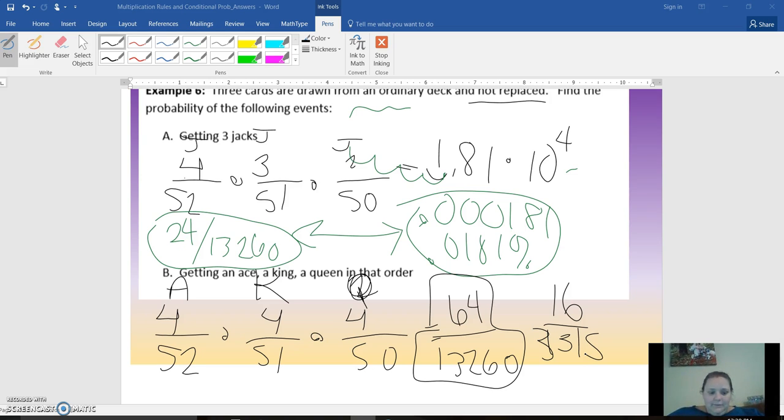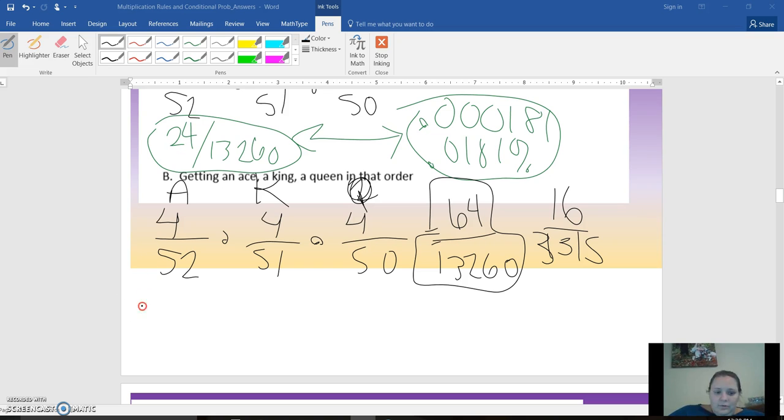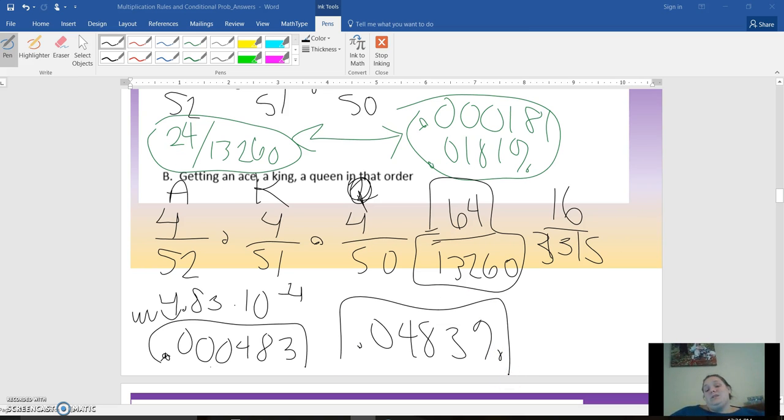5. Okay, and then if you typed it in as one thing, you would get 4.83 times 10 to the negative 4. And so if we wanted to change that to a decimal, we would go 1, 2, 3, 4, 0.3. So that's the decimal. And if we wanted to change that to a percentage, we would get 0.0483. So it's less than 1% chance of getting those 3 cards in that order.